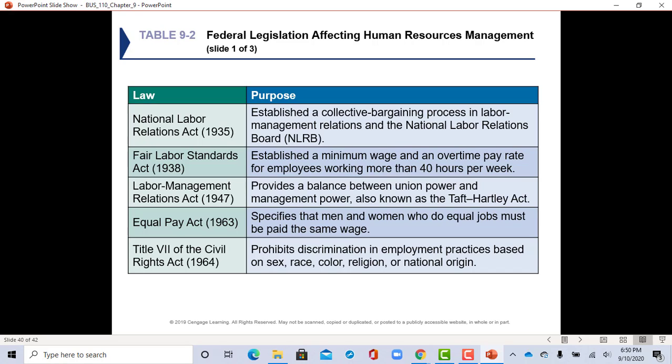The next 3 slides list federal legislation affecting HRM.